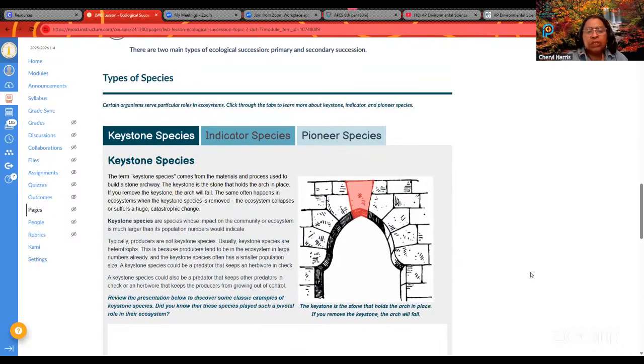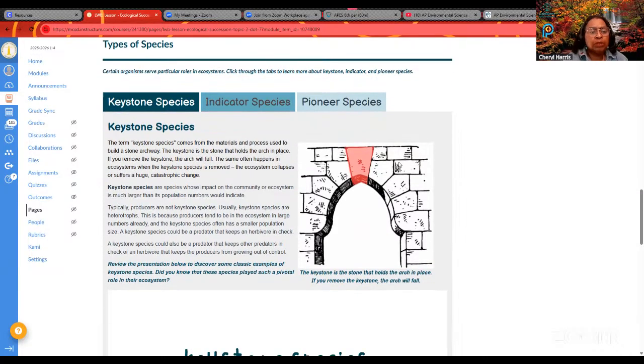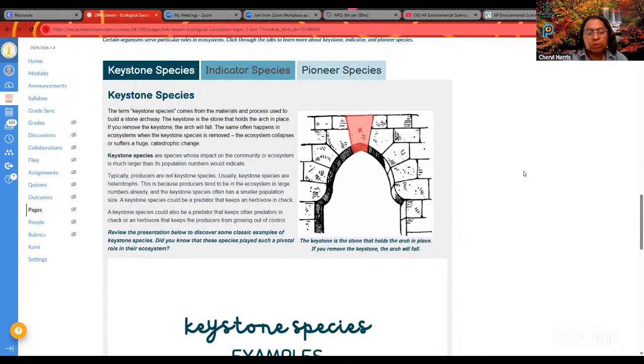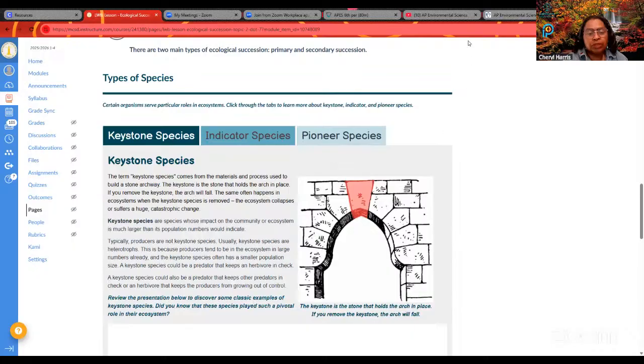So read through that. What he did not talk about was this section on types of species. So I will do that later. But what I want you to do is to look at this, then go to the AP classroom.